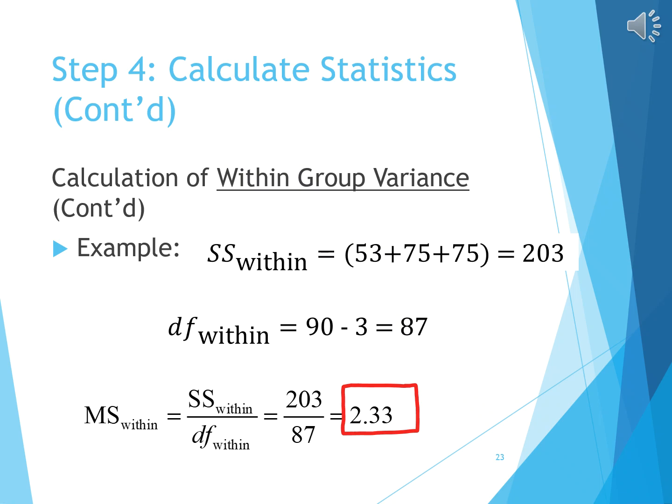So let's imagine that we already had the sums of squares of each of the 3 groups. We get 53, 75, and another 75. If we just add those sums of squares for each of the groups together, we get the sums of squares within of 203. For the degrees of freedom within, you take everybody from all 3 of the groups combined minus the number of groups. So this is 90 people in the entire study, basically. Minus 3 will give us 87. If you divide then the sums of squares within, 203, over the degrees of freedom within of 87, you get a mean squares within of 2.33.